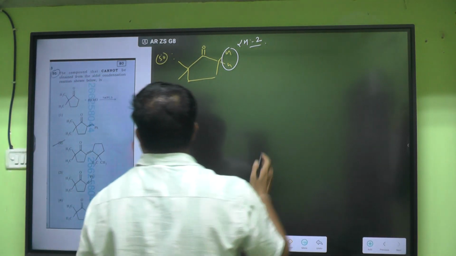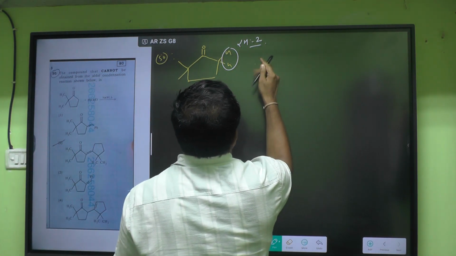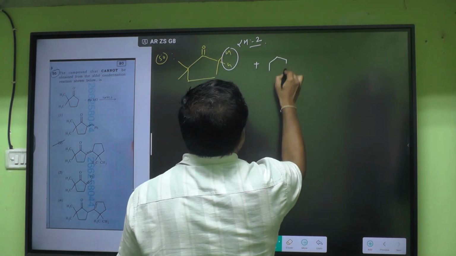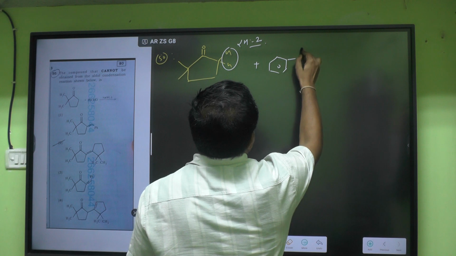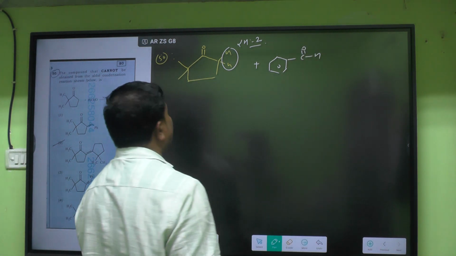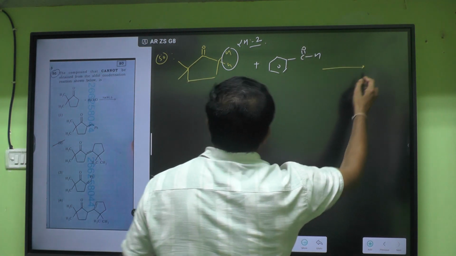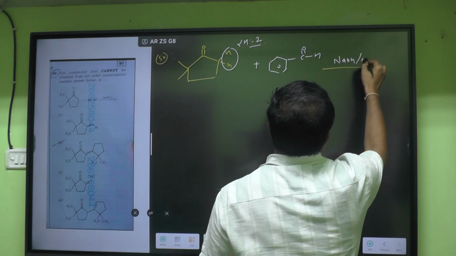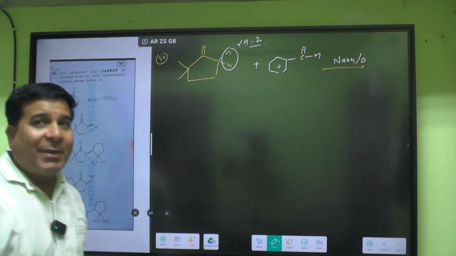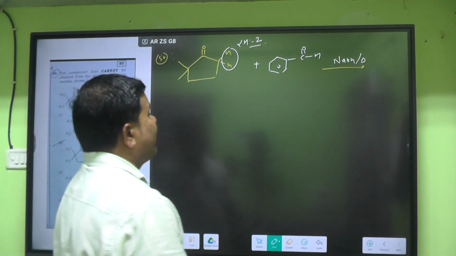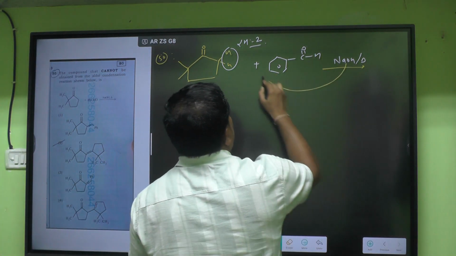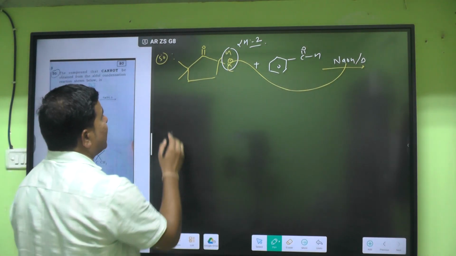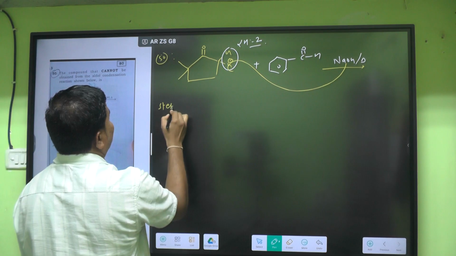Now it reacts with benzaldehyde. It is phenyl with C double bond O H here. In the presence of NaOH plus heat, which is given here, it is a basic medium. So now the base abstracts an alpha hydrogen, and a carbanion is formed. Remember, the first step is the formation of the carbanion.